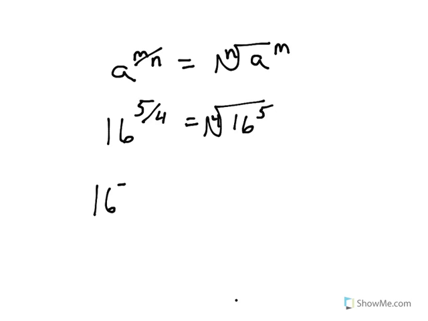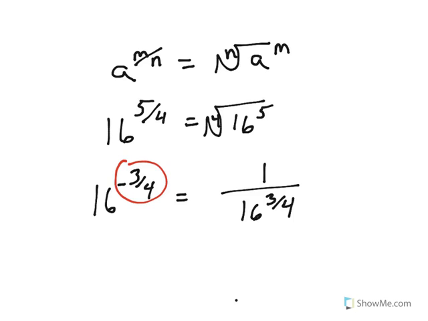16 to the negative 3/4 power equals 1 over 16 to the positive 3/4 power. When you have a negative exponent, that is a value less than 1, and we place it in the denominator with 1 as the numerator. Then you can type that into your calculator and solve.